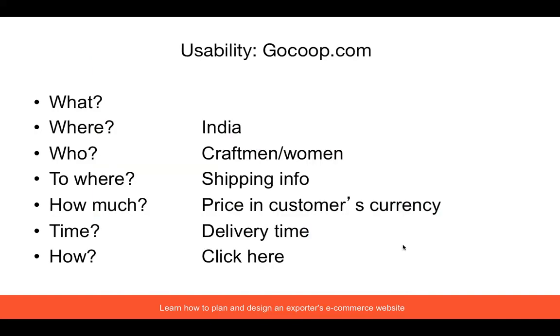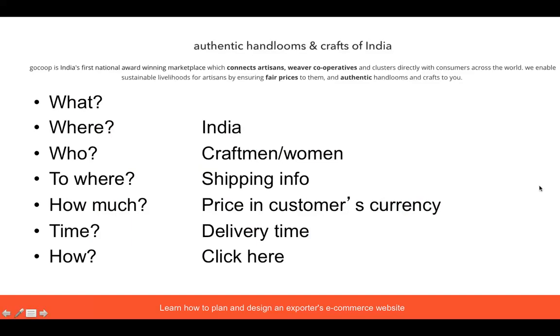Let's go to GoCoop, for example. What do they sell? Here you have the text, because they have a long text. GoCoop is India's first national award-winning marketplace, which connects artisans, weavers, cooperatives, and clusters directly with consumers across the world. Then the added value proposition: we enable sustainable livelihoods for artisans by ensuring fair prices to them and authentic handlooms and crafts for you.